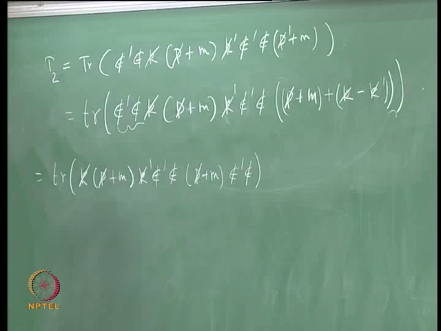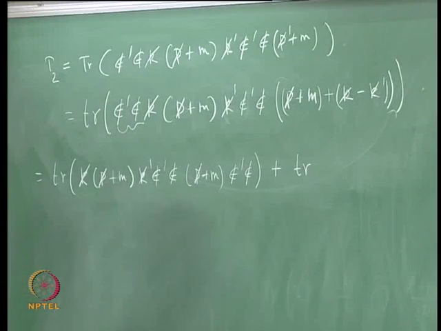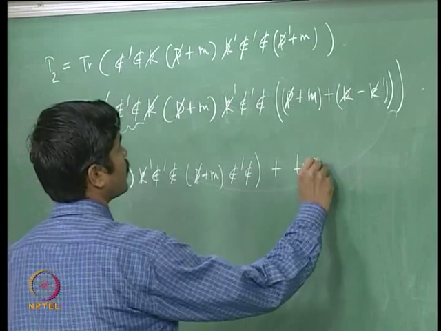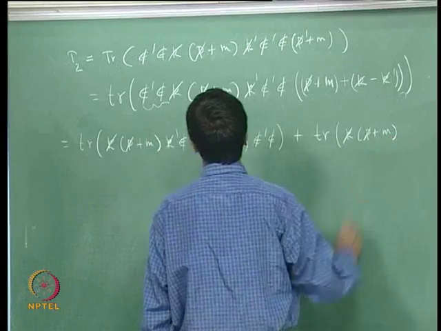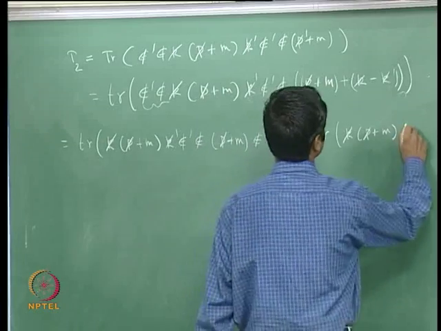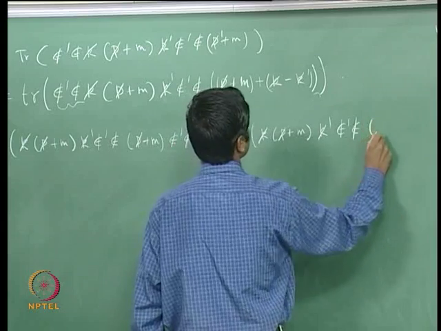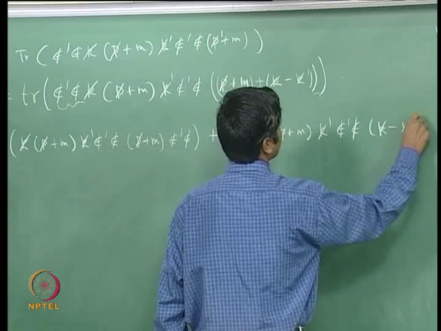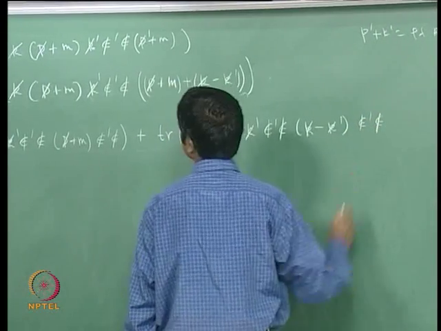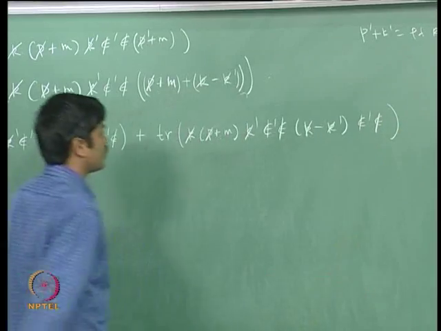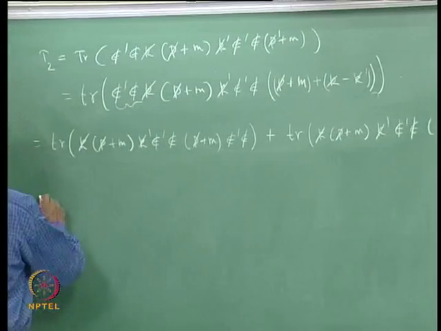That is the first term, and the second term is a trace of K slash P slash plus M K prime slash epsilon prime slash epsilon slash, then K slash minus K prime slash epsilon prime slash epsilon slash. That is the second term. We will evaluate each of these terms. So, let us consider the first term first.